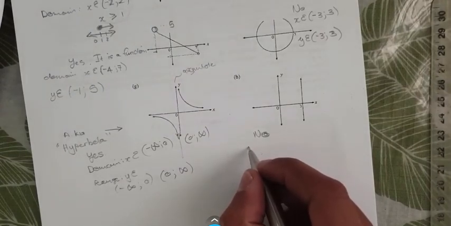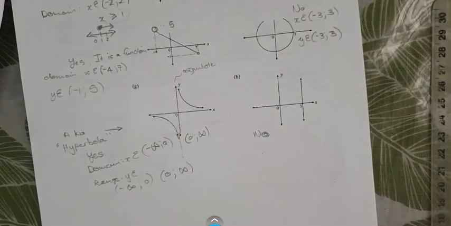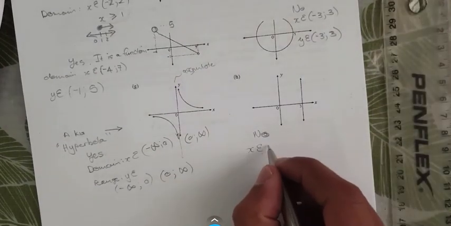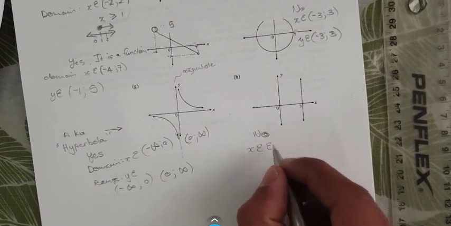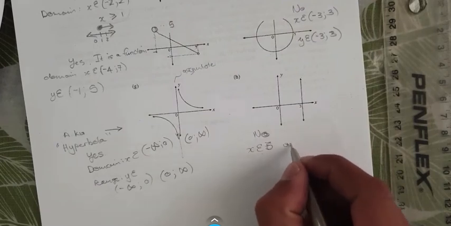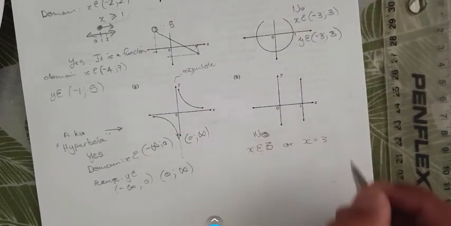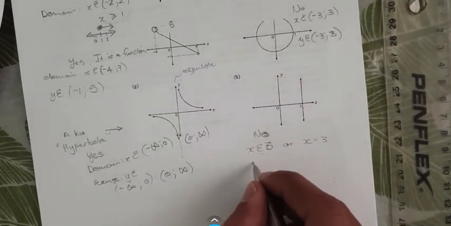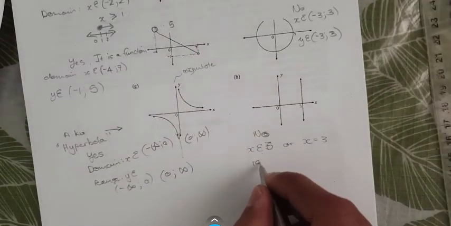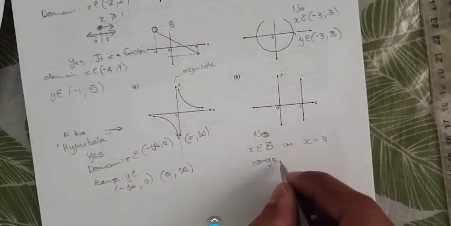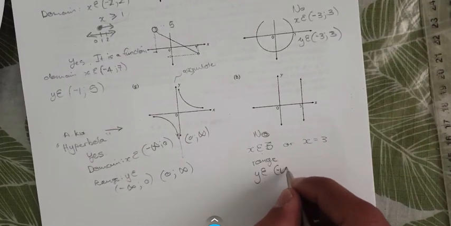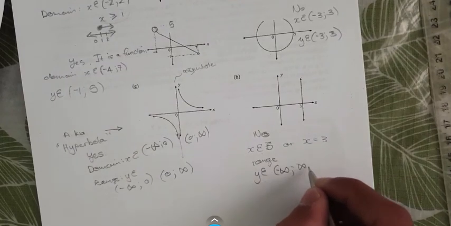Alright, so when we say the domain of this one, I go from left to right on the x, so the domain will be only x is an element of 3. Or you could have written this as x is equal to 3. Okay? And then the range, it goes here from the bottom until the top. So the range is y is an element of negative infinity until positive infinity.